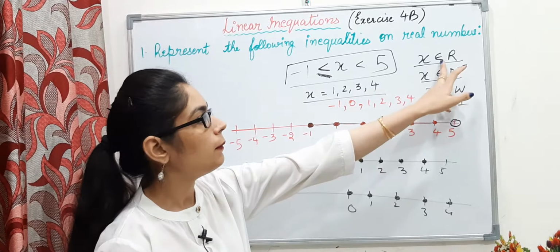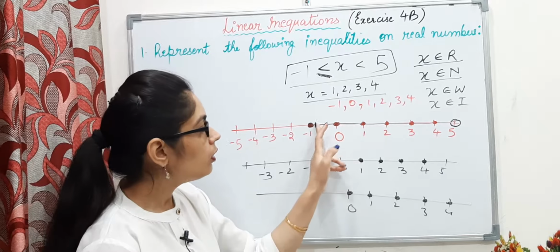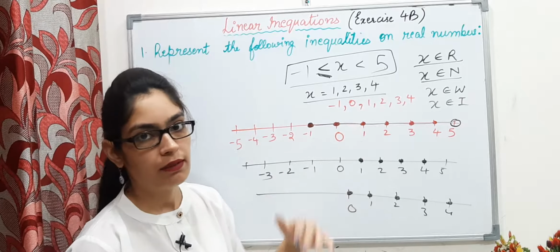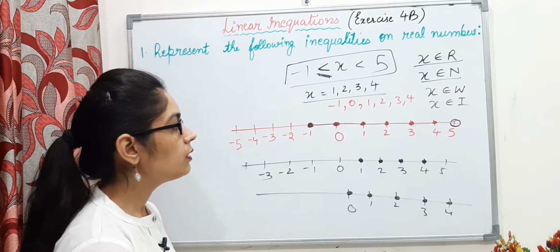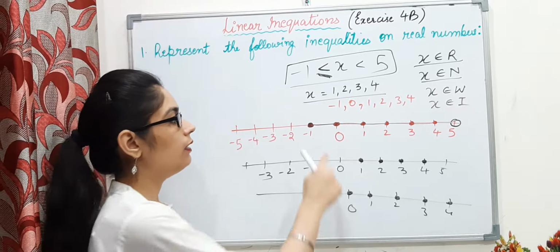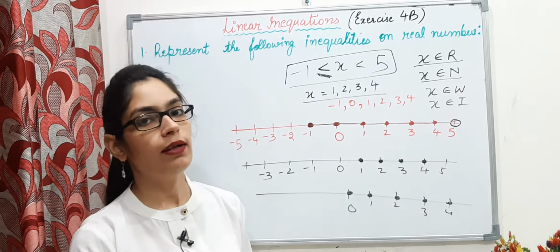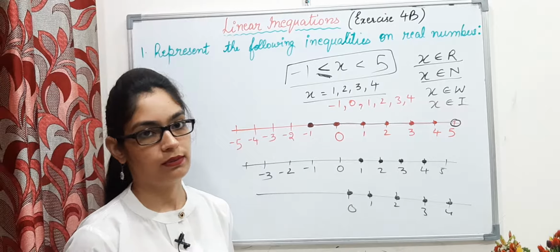But for real numbers, see, real numbers include all the points, so also some decimal values, fractional values, everything. So in case of real numbers, we just have to draw a line. If the sign of equality is there, then a dark dot. If it is not there, then a small circle like this. Now let us start with the questions of the exercise.